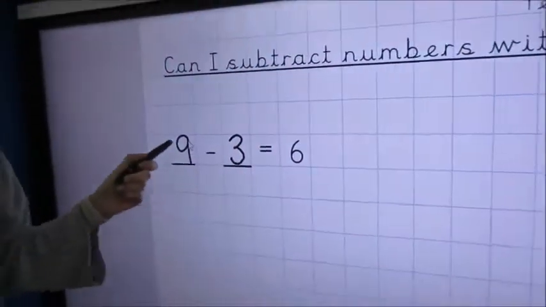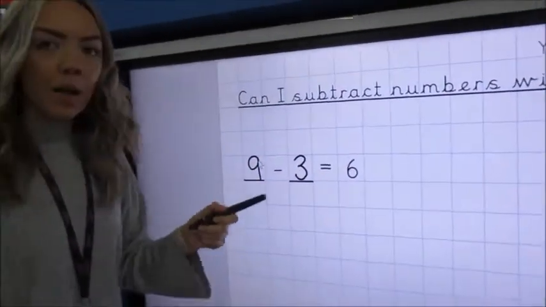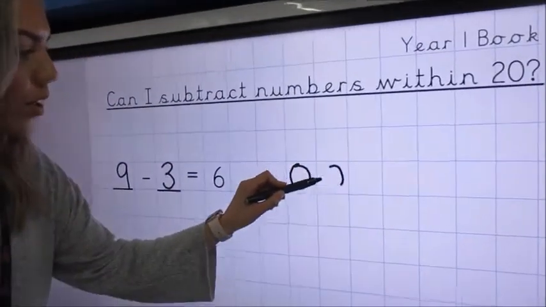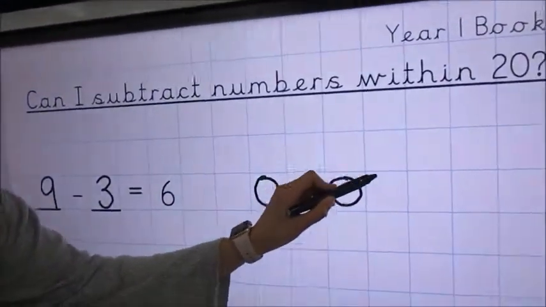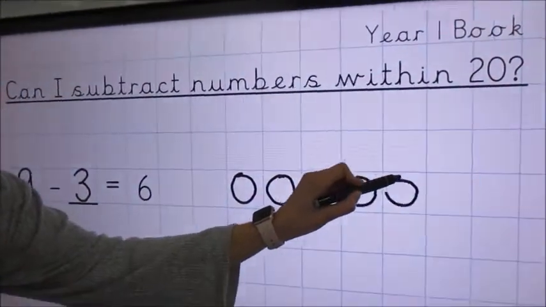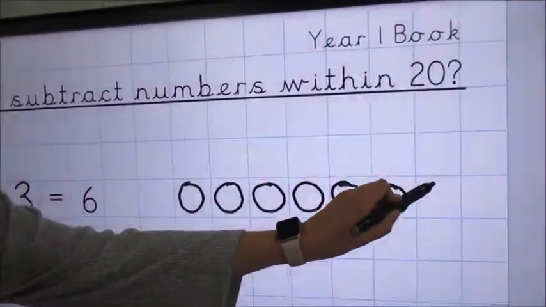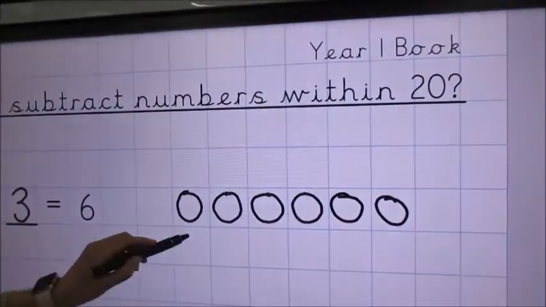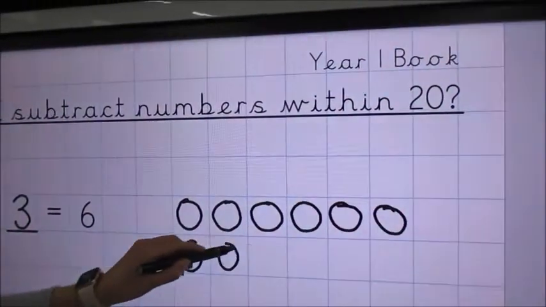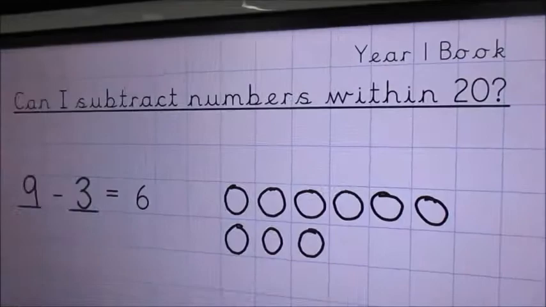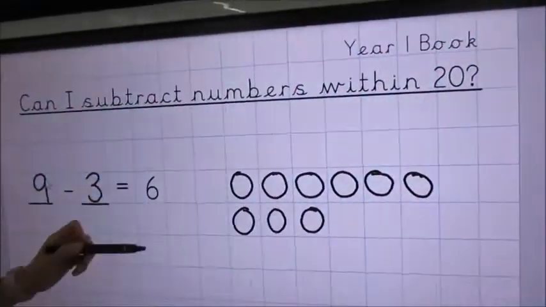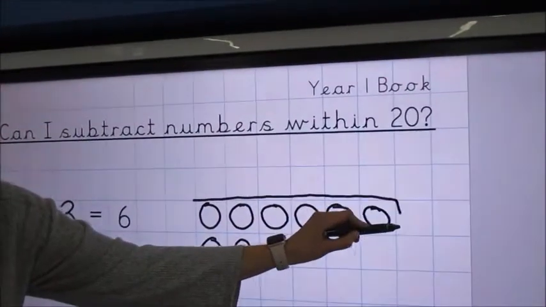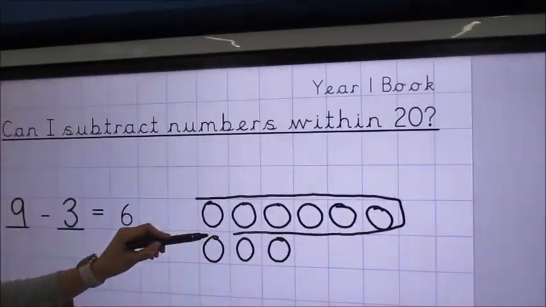But you can do that in lots of other ways. So use your counters. 1, 2, 3, 4, 5, 6. Now I've got 6 there, and I started with 9, didn't I? 7, 8, 9. Okay, this is a really good visual for you to see. So here are my 6, and that's my end answer, isn't it?